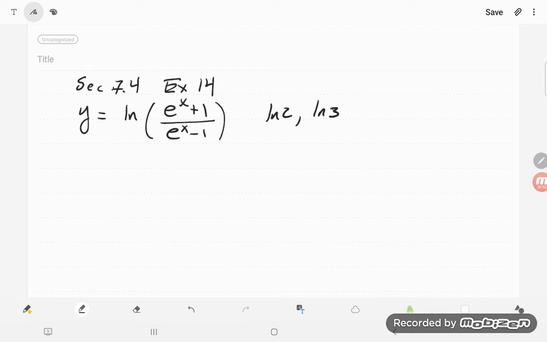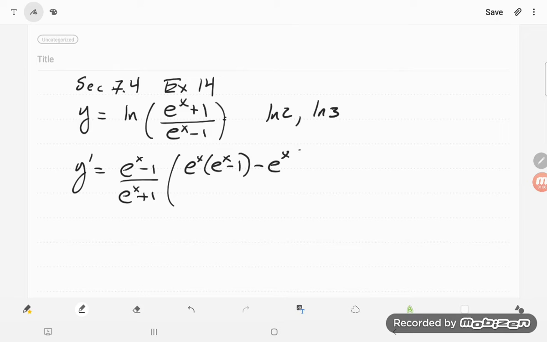So we can take the derivative, y prime. Well, that's 1 over the (e to the x plus 1 over e to the x minus 1). So that's the reciprocal of that. We get (e to the x minus 1) over (e to the x plus 1), and then times the derivative of that fraction up here. So the derivative of the top, e to the x, times the thing on the bottom, minus the derivative of the bottom, e to the x, times the thing on the top, e to the x plus 1, all over (e to the x minus 1) quantity squared.